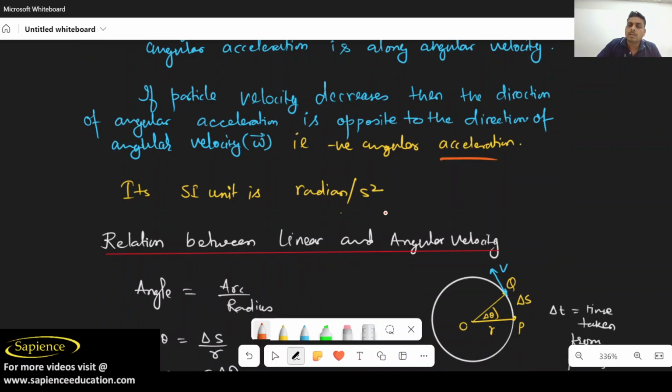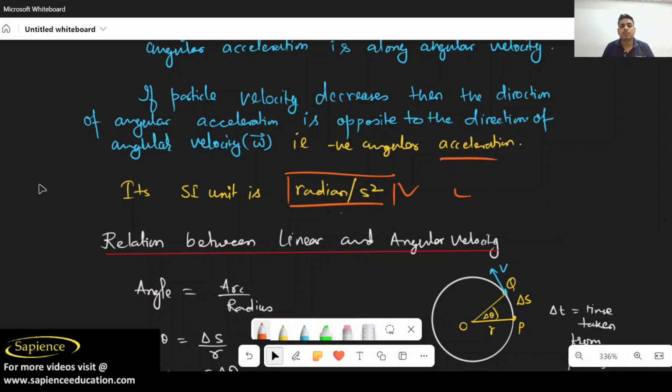So this is the negative of angular acceleration, and the SI unit is radian per second square. I hope you have understood these basic terms.